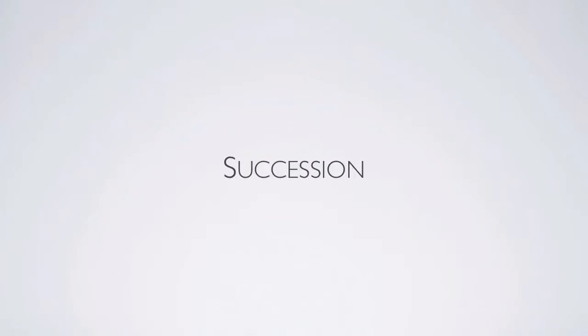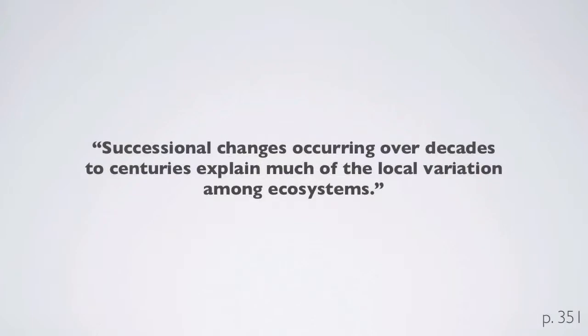Here, we'll examine how specific ecosystem processes change with primary and secondary succession. Successional changes occurring over decades to centuries explain much of the local variation among ecosystems.